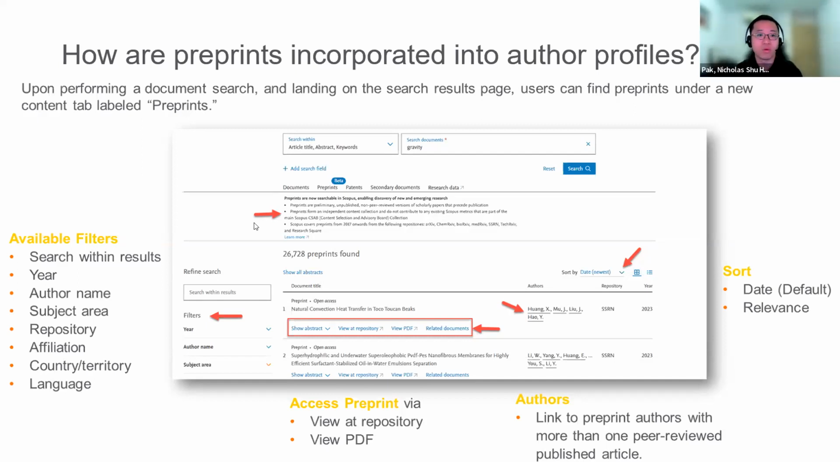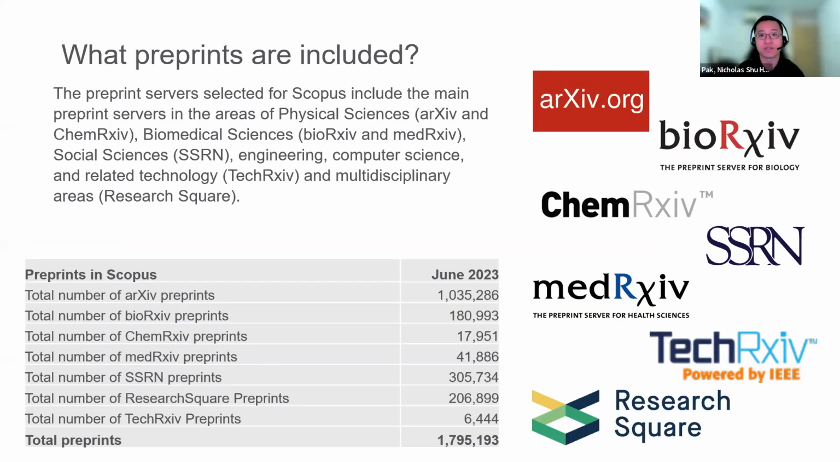The servers that we work with, the preprint servers selected for Scopus, include the main preprint servers in the areas of physical sciences, which would be arXiv and ChemRxiv; for biomedical sciences, which is bioRxiv and medRxiv; social sciences, which is SSRN; engineering, computer science, and related technology, which will be TechRxiv; and multidisciplinary areas such as Research Square. These are some of the preprint servers that we're working with, and I think as of June this year, this is the total number of preprints that we have built into Scopus itself.